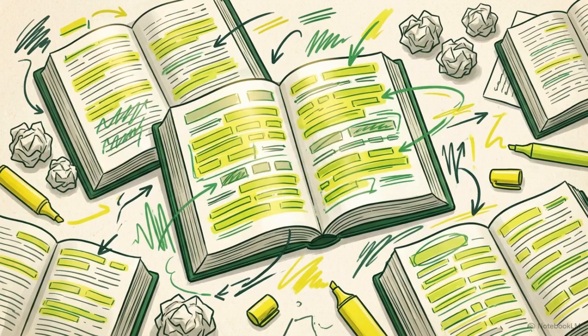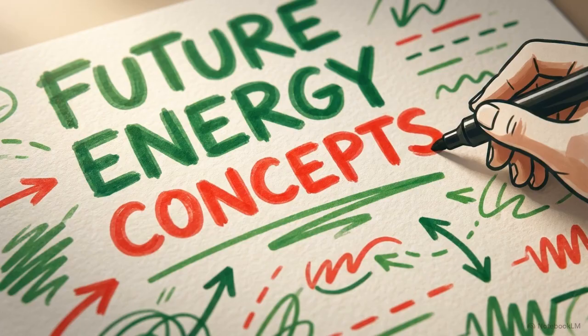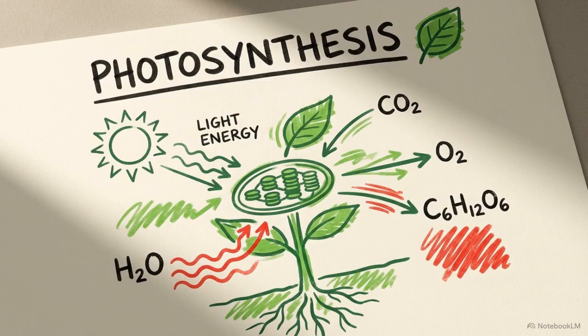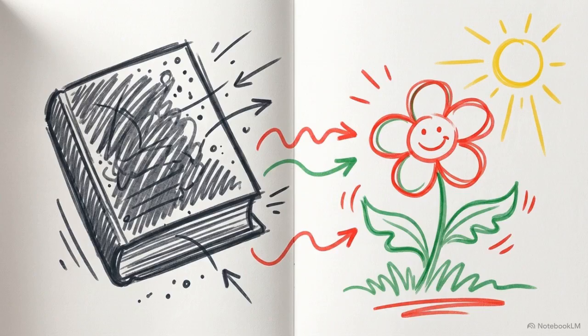Step 1. Pick the hardest, most frustrating topic you are currently studying. Write the name of that topic at the top of your blank page. For our session today, we will use photosynthesis as our target concept. Step 2 is the 10-year-old test.